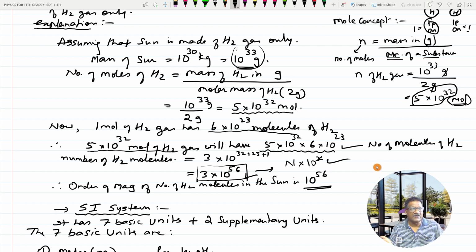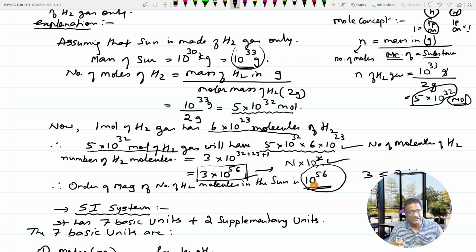Now, to find the order of magnitude, you will have to find the nearest value of the power of 10. How will we find that? We have to take this n and check whether it is less than or equal to 3.16 or whether it is greater. Now, 3 is well below 3.16. It is less than or equal to 3.16. Therefore, whatever is 10 raised to x, that will be the order. So in this case, your order will be 10 to the 56 only. No need of adding 1. So 10 to the 56 is the order.